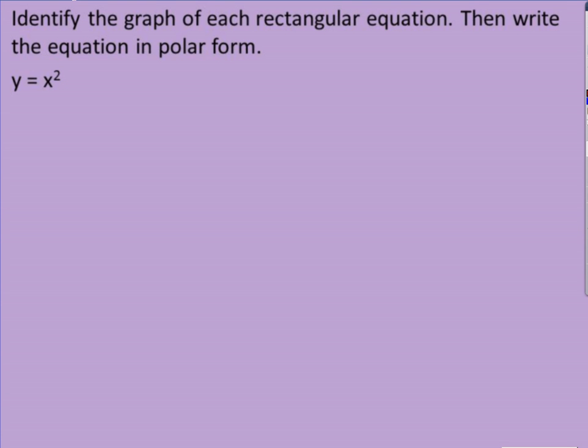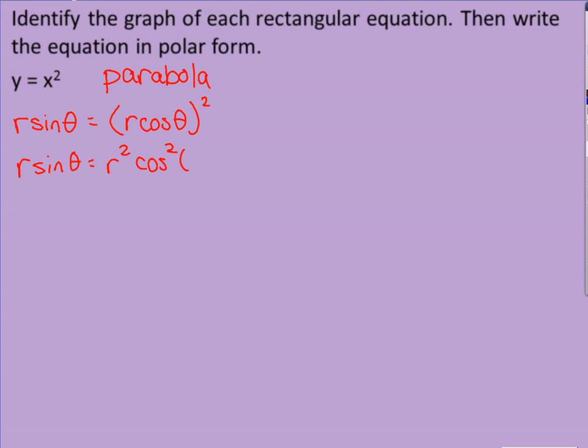Okay, if we were to identify this graph, y equals x squared, if we were to graph this, would be a parabola. Now we need to convert from rectangular to polar. Again, y is equal to r sine of theta. X is equal to r cosine of theta, but that is squared. So we have r squared cosine squared of theta. We are trying to get the r by itself when we're writing an equation in polar form. So let's go ahead and divide both sides by an r.